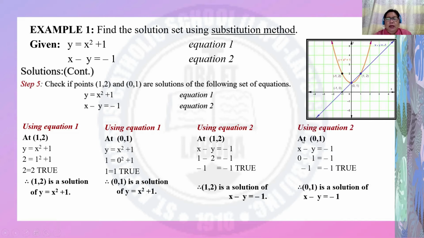And at (0, 1), substituting this to equation 2, we have 0 substituted to x, and 1 to y, we will still have a true equation. Therefore, (0, 1) is a solution of the equation x minus y is equal to negative 1. Then, we can conclude that the points with coordinates (1, 2) and (0, 1) are really the solutions of the system y is equal to x squared plus 1 and x minus y equals negative 1.